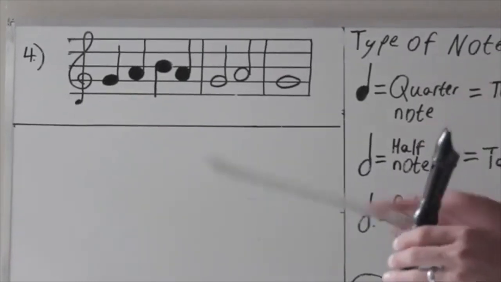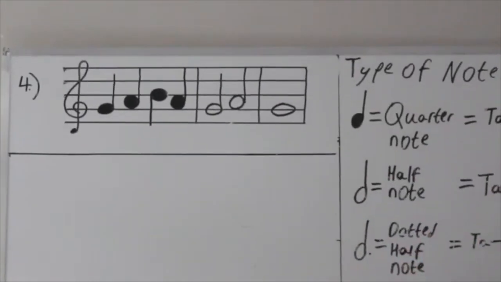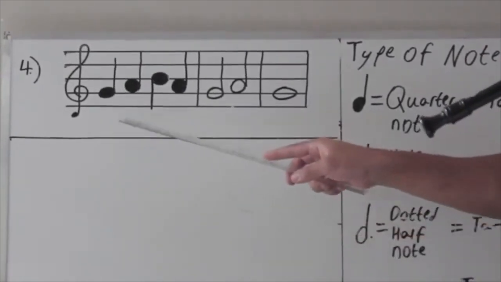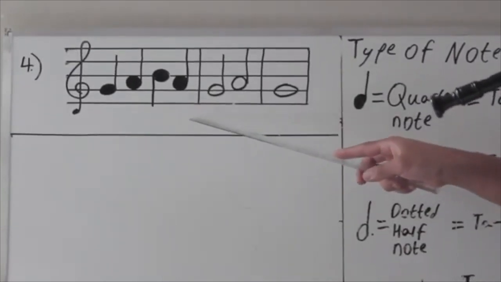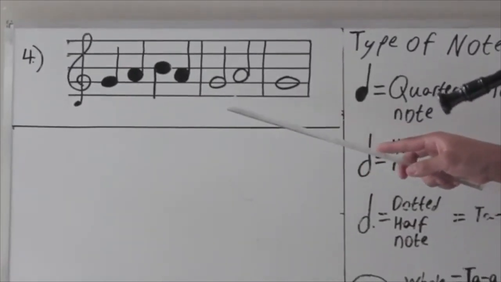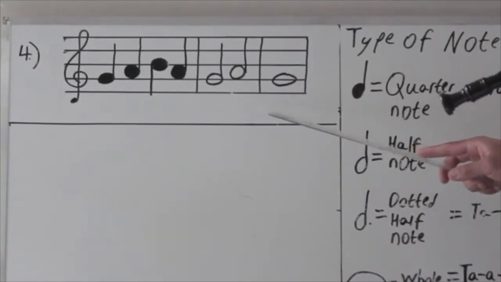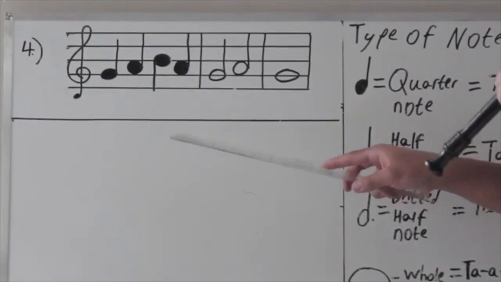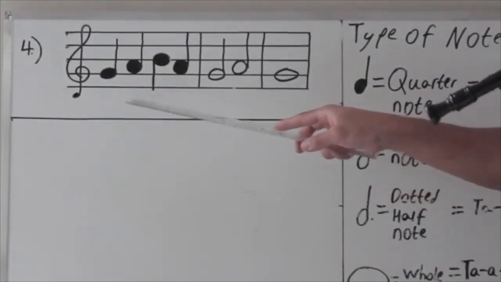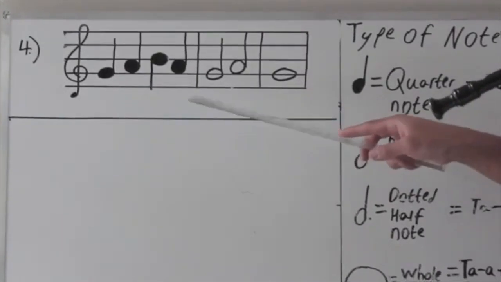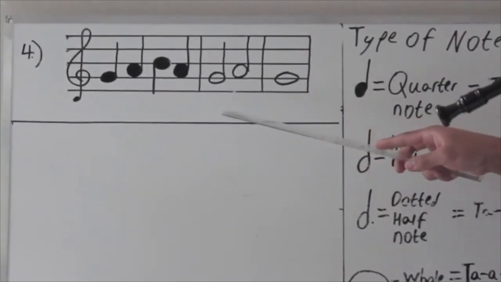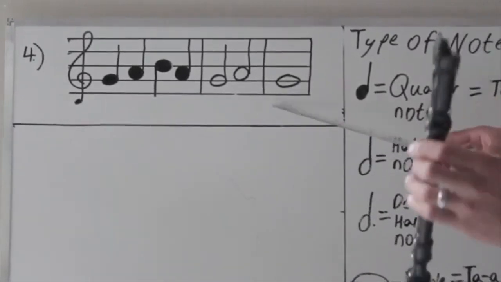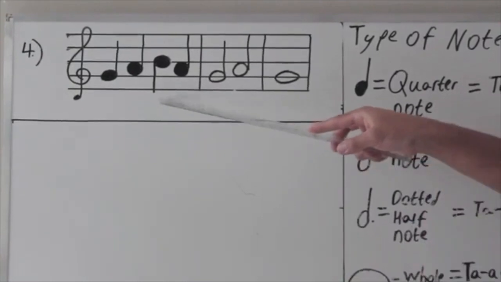Alright, let's put it all together from bar 1 till bar 3. 1, 2, 3, go. One more time with me, then by yourself. 3, go. By yourself, let me hear you go.